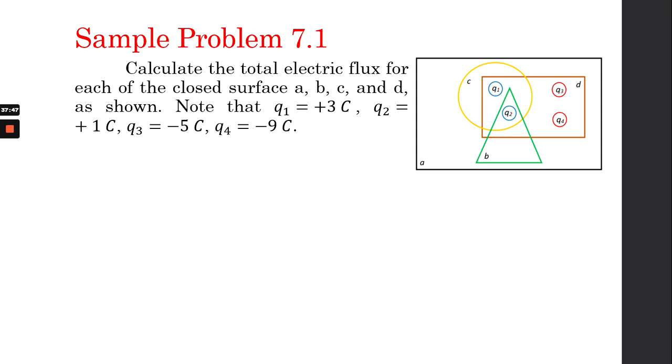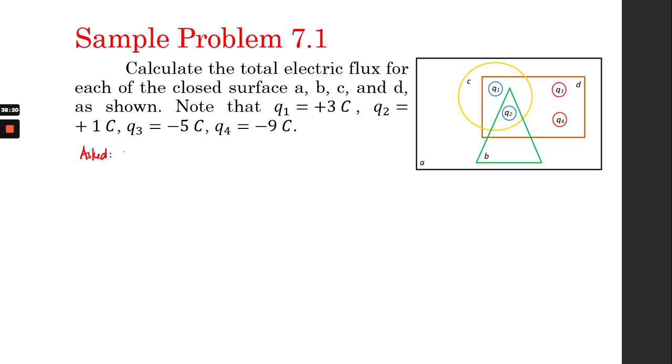Note that Q1 is equal to positive 3 coulombs, Q2 is equal to positive 1 coulomb, Q3 is equal to negative 5 coulombs, and Q4 is equal to negative 4 C, or negative 9 coulombs. So how are we going to solve this? So we are given the values. I'm not going to write the given anymore. They're written here. So I'm just going to write what is being asked of us.